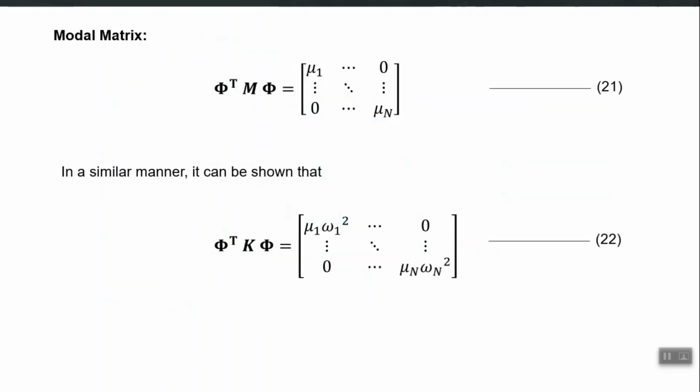Similarly, for the K matrix also we can write capital phi transpose into K into capital phi, which again will be a diagonal matrix with modal stiffnesses in the diagonal, and all the off-diagonal terms will be 0. We can show in a similar manner that the result of this product will also be a diagonal matrix with non-zero values in the diagonal only, and off-diagonal terms will be 0.